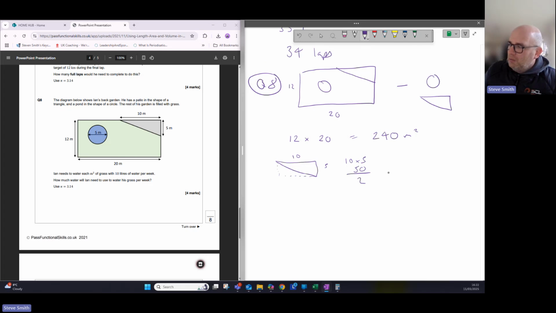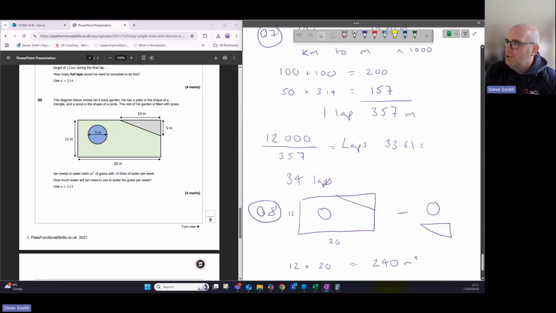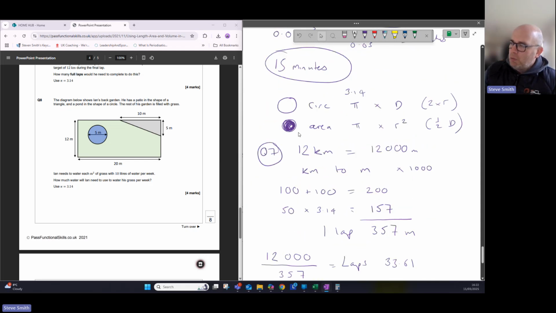50 divided by 2 equals 25. So we're going to take off 25 in a minute. Okay, so we need to take off 25. Then we've got this circle part. And if you remember right up at the very first question, we talked about circles. We don't want the circumference now, we want the area. So we want pi times radius squared.